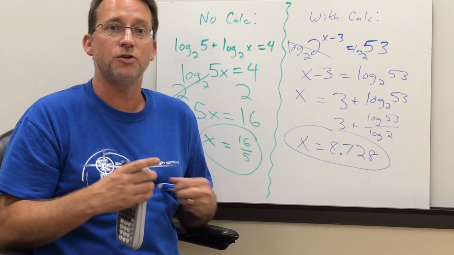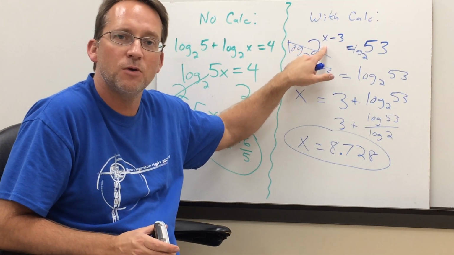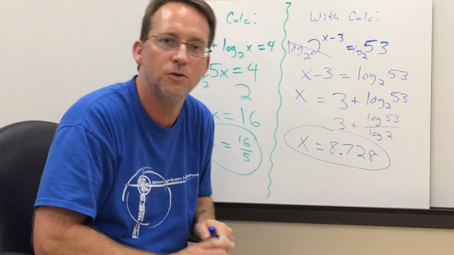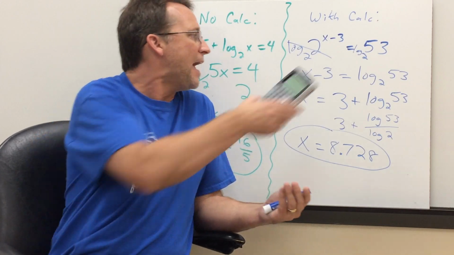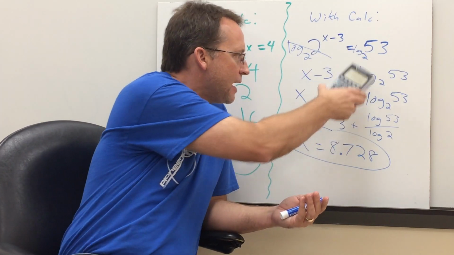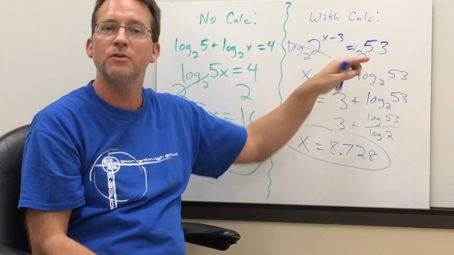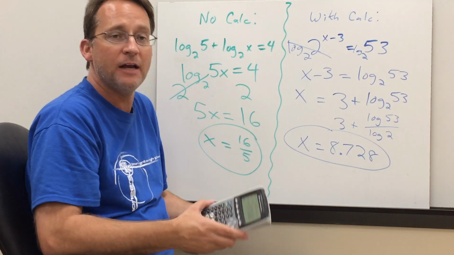That's one way I could do this problem. I could also just use the graph. I could graph 2 to the x minus 3 power. I could graph 53. I could find the intersection of the two. So my point there is if you've got the calculator, you don't have to solve this by hand. You don't have to go through all these steps and get this decimal answer. You could choose to graph both sides and find the intersection, and that's perfectly fine on an ACT or something like that.